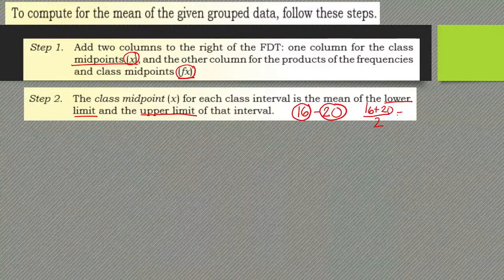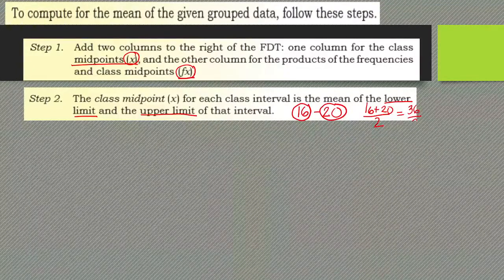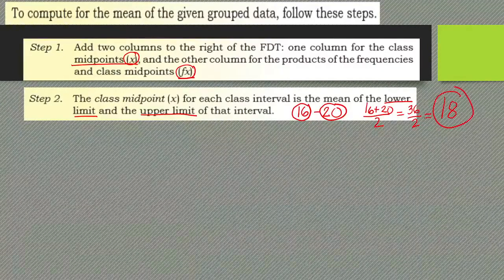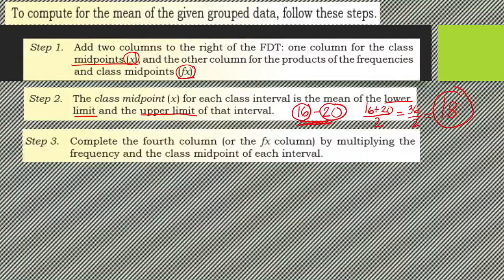What is 16 plus 20? That will give you 36. Divided by 2, what is 36 divided by 2? Okay, so this will be the class midpoint for this class. Okay? Don't worry, we will have more on that as we go on with the examples.